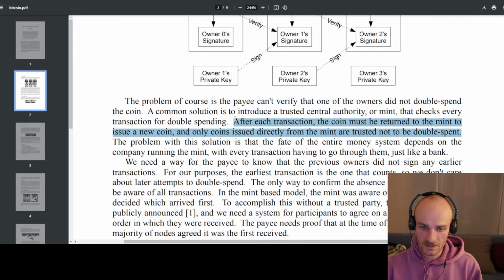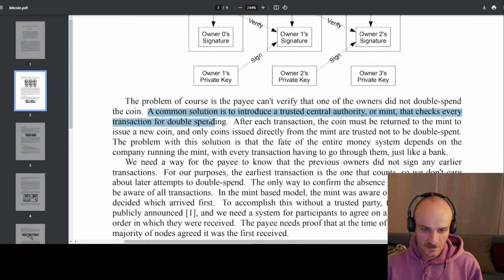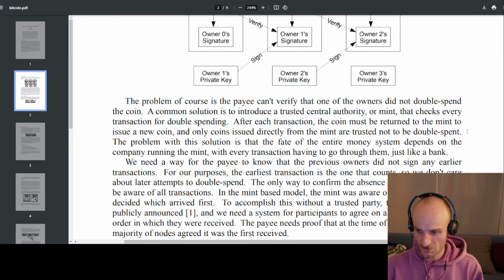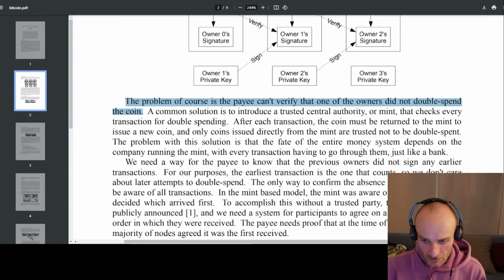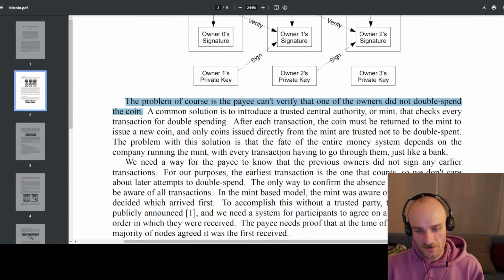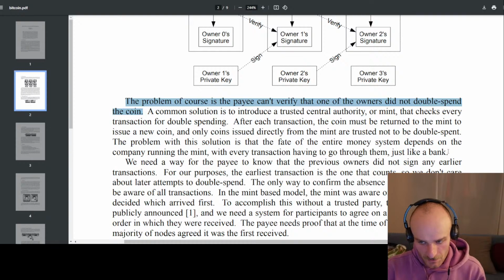And only when this is accepted by the central authority, the clearance, will they do it, because you're not guaranteed that this action will work, as they are in power, because they provide the service of double spending checking. The problem with this solution is that the fate of the entire money system depends on the company running the mint, with every transaction having to go through them just like a bank.